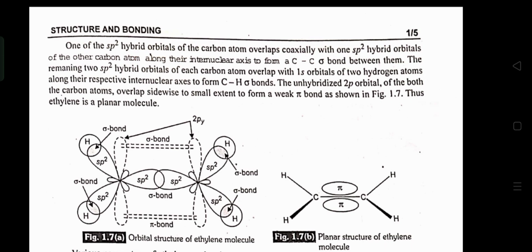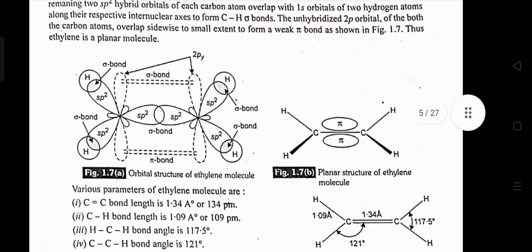One of the sp2 hybrid orbitals of a carbon atom overlaps coaxially with one sp2 orbital of the other carbon atom along their internuclear axis to form a C-C sigma bond between them. The remaining two sp2 hybrid orbitals of each carbon atom overlap with the s orbitals of two hydrogen atoms along their respective internuclear axes to form C-H sigma bonds. The unhybridized 2p orbitals of both carbon atoms overlap sidewise to a small extent to form a weak pi bond, as shown in the figure. Thus, ethylene is a planar molecule.